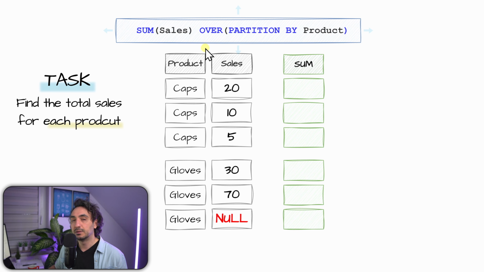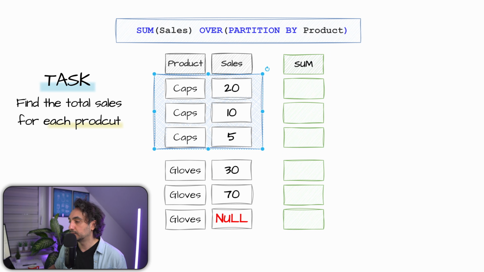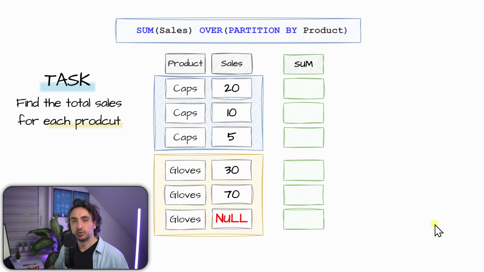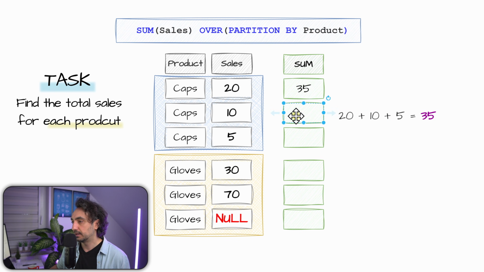And then we define the window like this: over partition by products. As we learned, SQL is going to first divide our data into two windows. One window for the caps and another window for the gloves, right? After SQL defines the windows, it's going to start aggregating the data. So the sum of sales, that means for the first window we have the 3 sales, and it's going to simply summarize all those values. So we are adding 20 plus 10 plus 5 and we will get the result 35. So in the output we will get 35 everywhere.